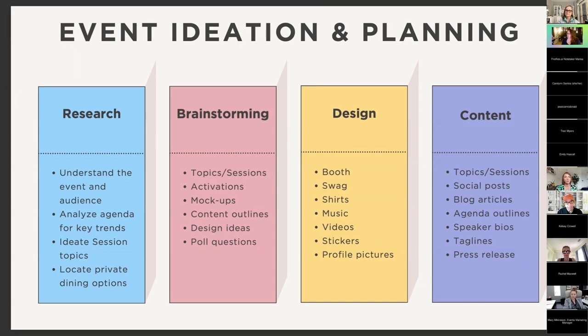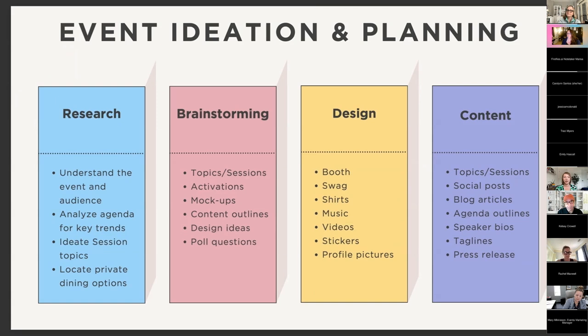So AI is a great tool. It can save you so much time when it comes to the ideation and planning process for events. Kicking off with research first, if you use an AI tool like Chat GPT or even Meta AI, which currently is one of my favorites, you can really understand the event and the audience so much more when you put in prompts with the link to the event itself and ask it to analyze that data. Same thing for analyzing the agenda.